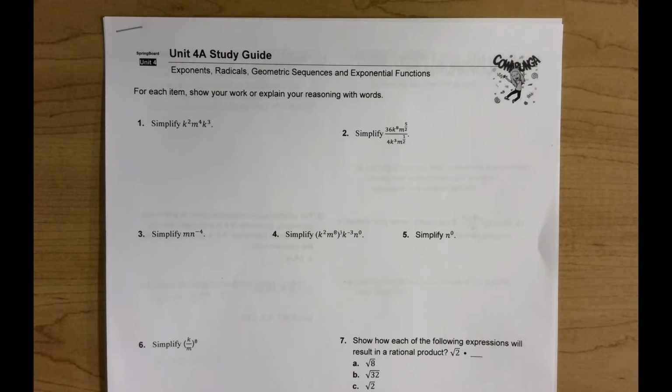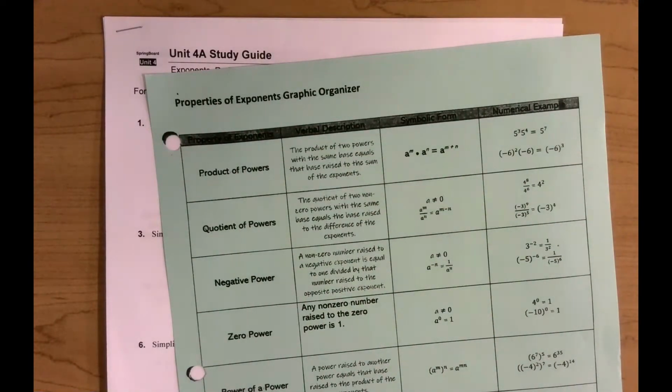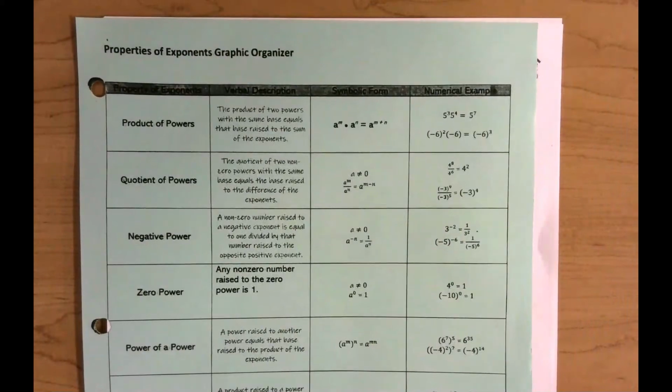So this first page starts off with the exponent rules. I would definitely recommend using the sheet that I gave you as a reference to help you with the properties of exponents as you're studying for this test. And I would definitely write any of these down on your 3x5 note card to use on the test.